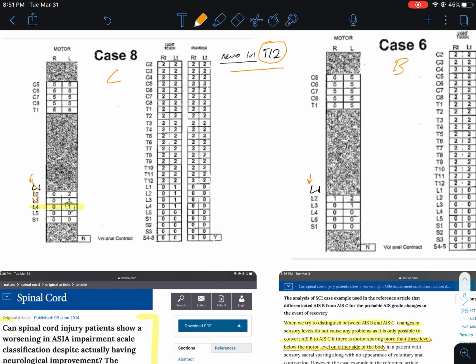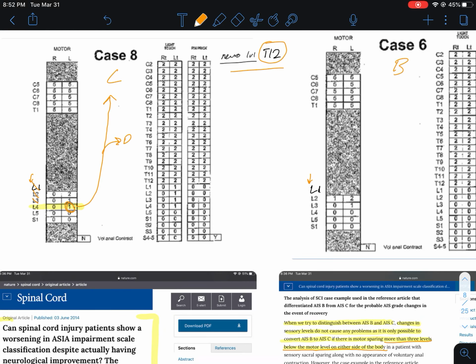Now, here I want to ask myself, is there any motor function? Any. So there is, which is why I think the person who originally made this circled that 1 over there. And because there is motor function more than 3 levels below the neurological level, we can say that this is an ASIA C or an ASIA D if we didn't do all this other stuff that we determined in class before.